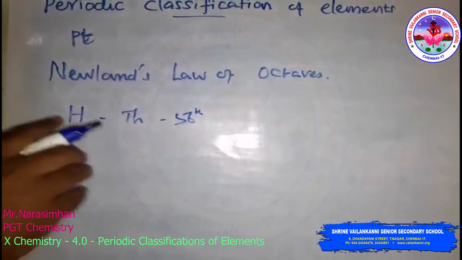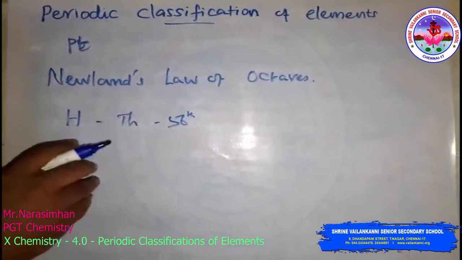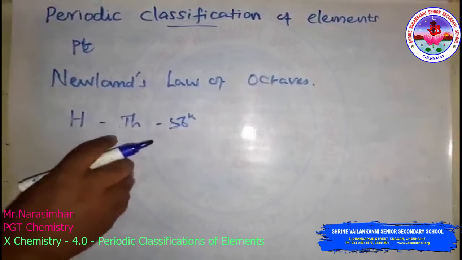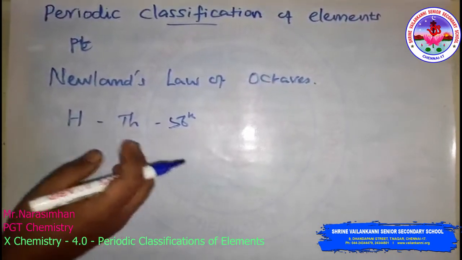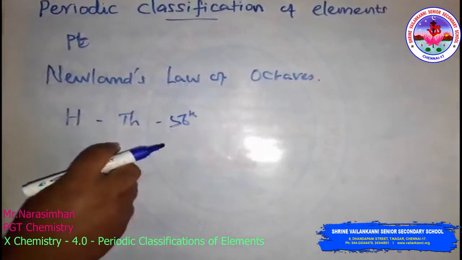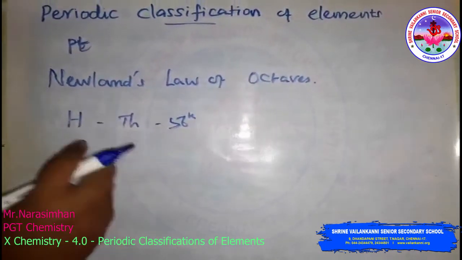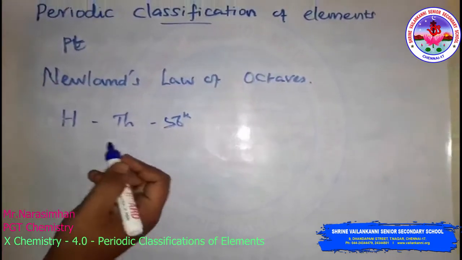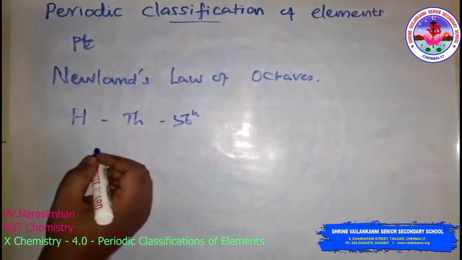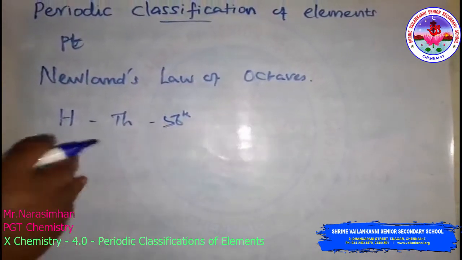He found that every 8th element has properties similar to the first. So he compared this to the octaves found in musical notes, and therefore it is called the law of octaves. The properties of lithium and sodium were found to be the same. Sodium is the 8th element after lithium. Similarly, beryllium and magnesium resemble each other.